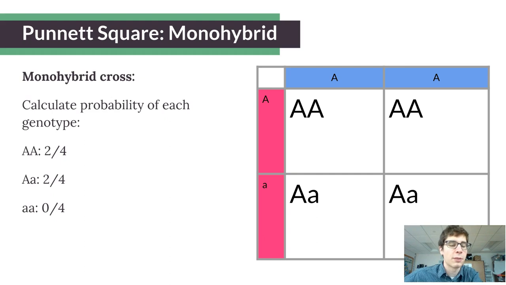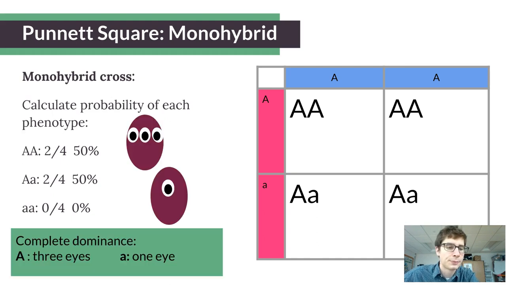Now in order to calculate the probability, we would just turn that into a percentage. So we have a 50% chance of getting the homozygous dominant genotype and we have a 50% chance of getting the heterozygous genotype and a 0% chance of getting the homozygous recessive genotype. Okay, so now we've looked at the different genotypes that are possible that we may get if this cross were to happen. Now let's look at the phenotypes.